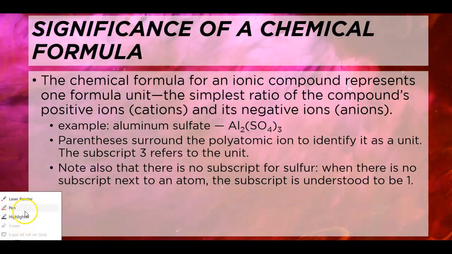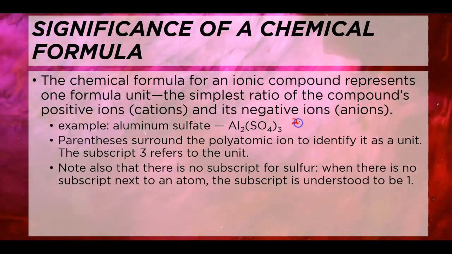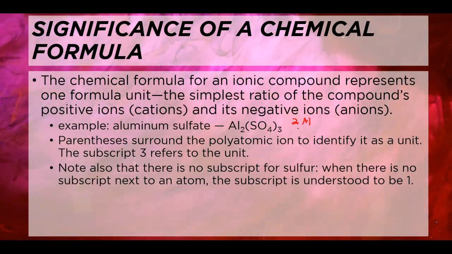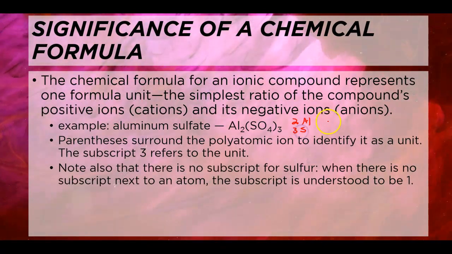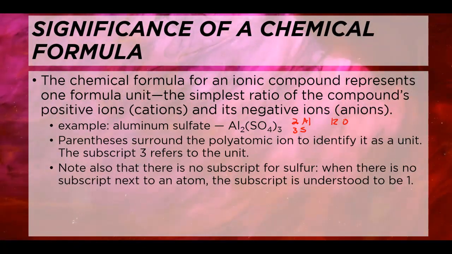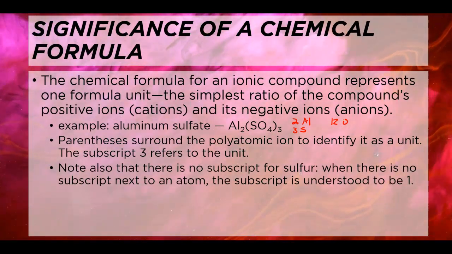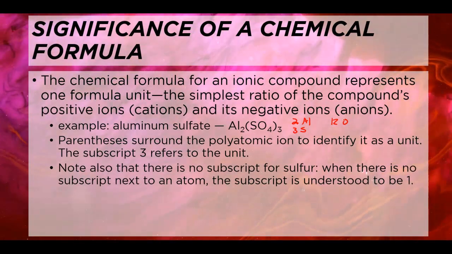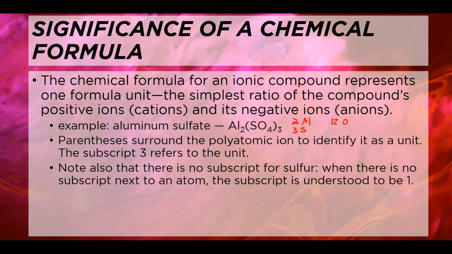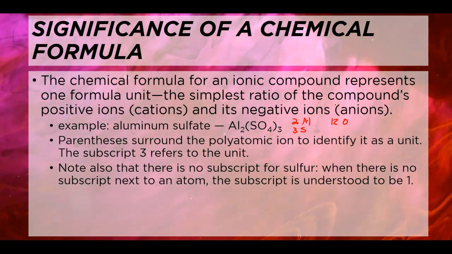So in that particular formula unit, I'm going to have 2 aluminums, 3 sulfurs, and 12 oxygens. Notice that I don't put a subscript after sulfur because there's only one of those in that ion. The one is assumed. We don't really write it as a subscript.